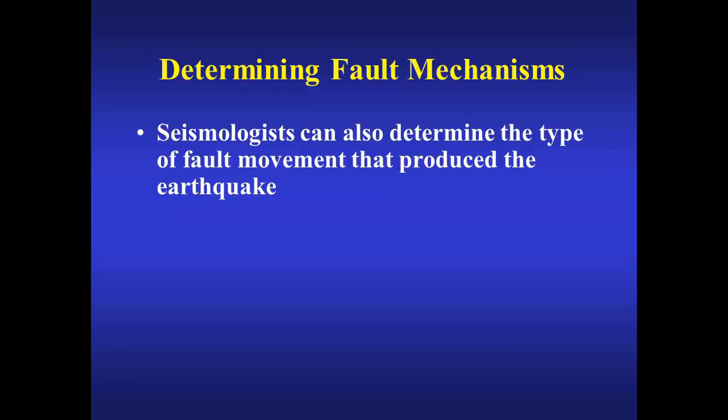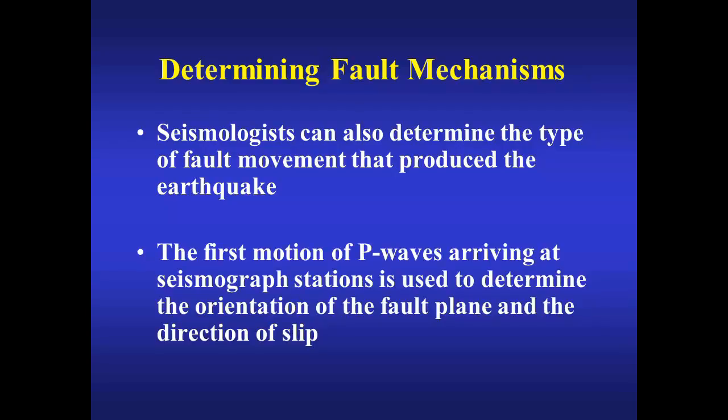Here's something else we can do. We can determine, using seismograph records, Seismologists can determine the actual type of earth fault movement that produced the earthquake by utilizing what are known as fault mechanisms. And this is done by noting the first motion of P waves arriving at seismograph stations. And by noting this first motion, we can determine the orientation of the fault plane and the direction of slip that generated that particular earthquake.